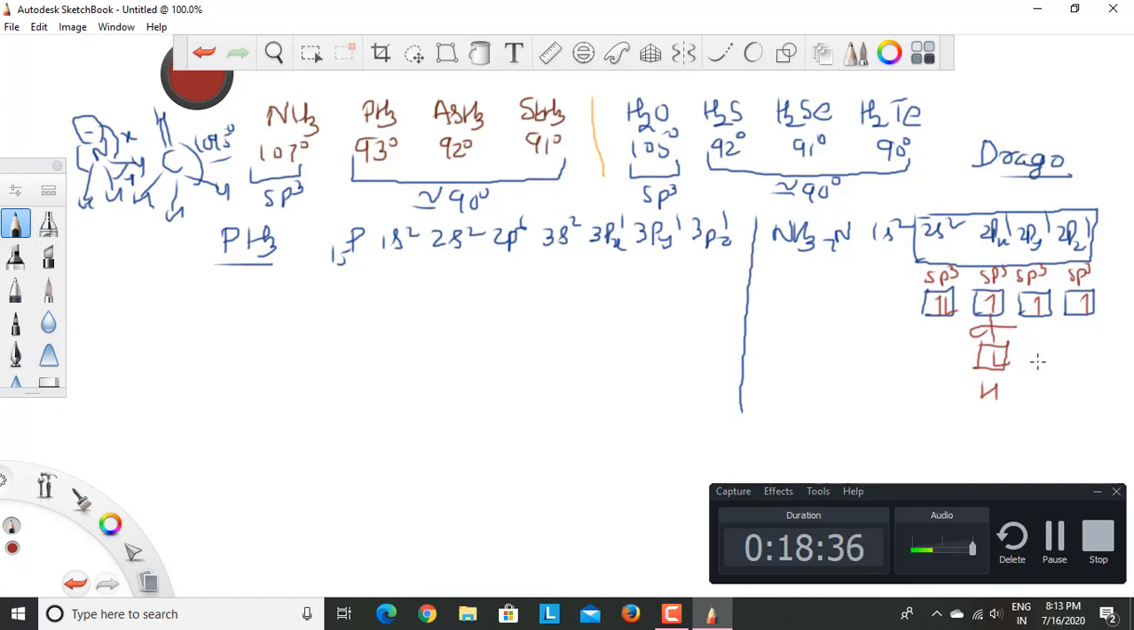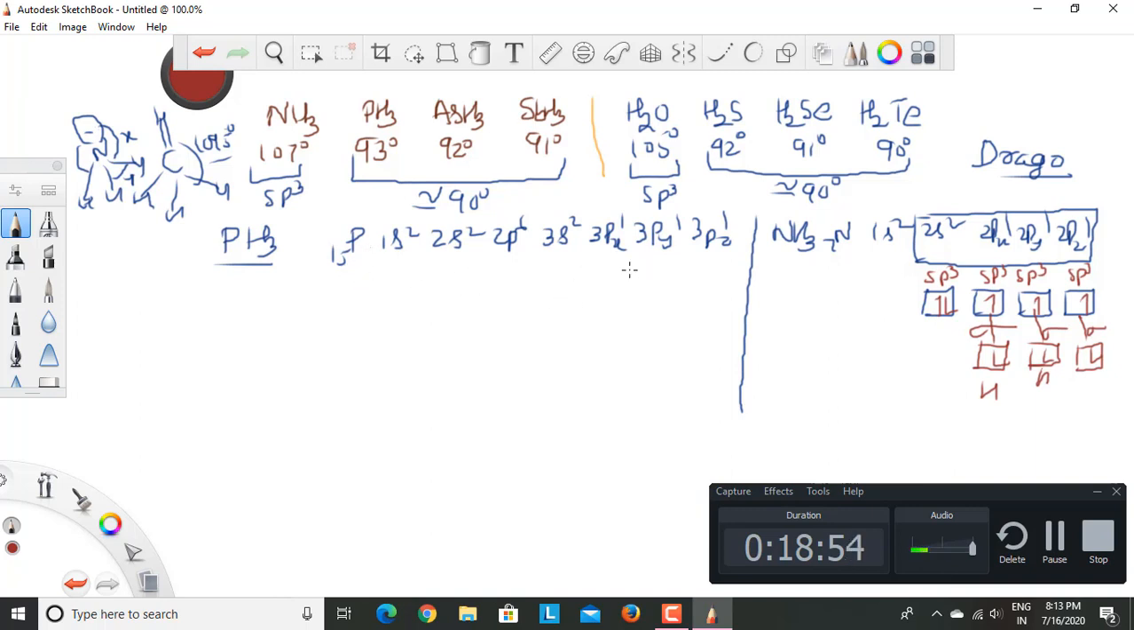So the unpaired electron becomes paired. Again, one more hydrogen forming a sigma bond, and one more hydrogen is forming a sigma bond. So the unpaired electron becomes paired. Okay, but in this case, hybridization is not there.